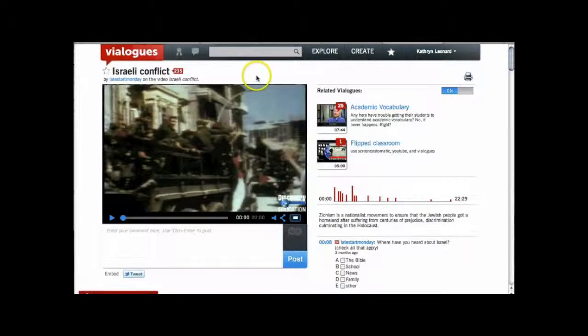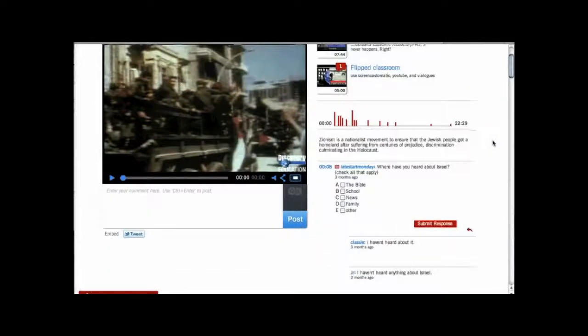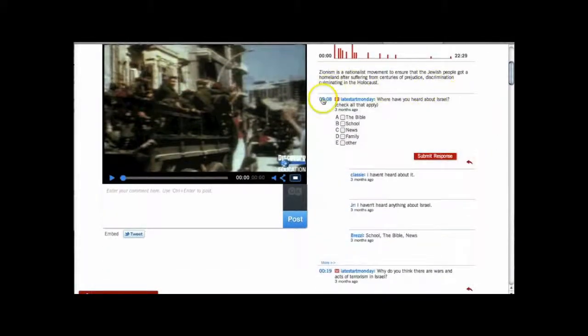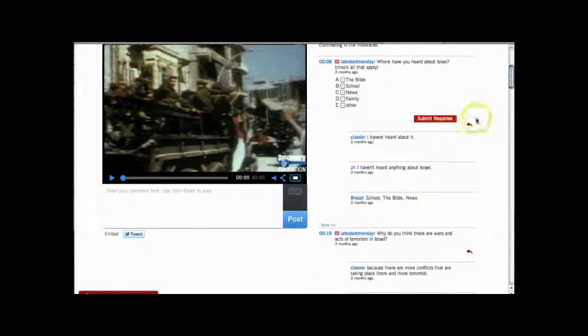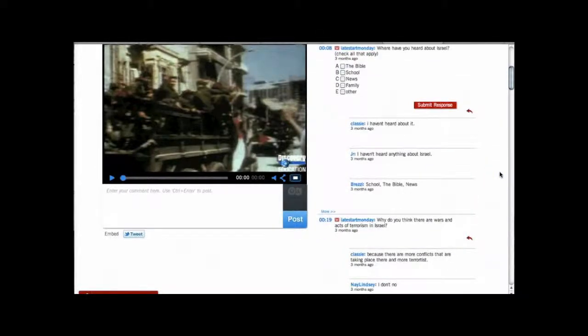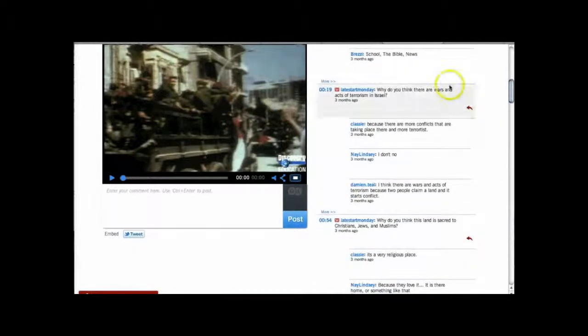Here's a second example, which is a Vialogue posted by a student for some other class. It starts with a nice poll about prior knowledge about the Israeli conflict, and then the student has also posted questions throughout. So here are some of the questions and the responses on what is a very sticky topic.